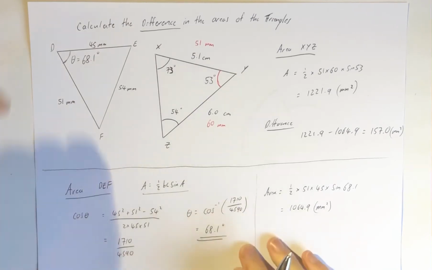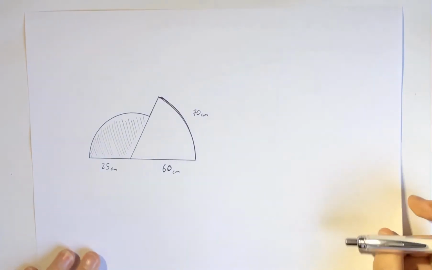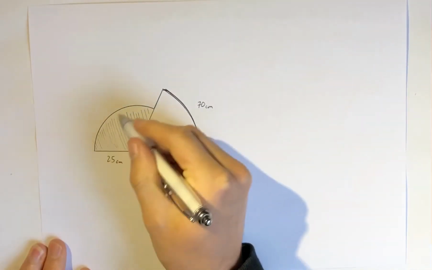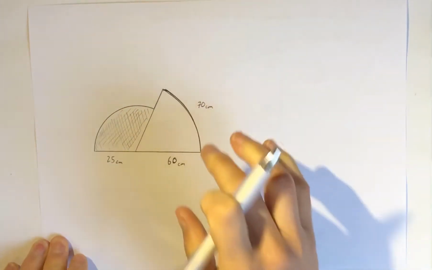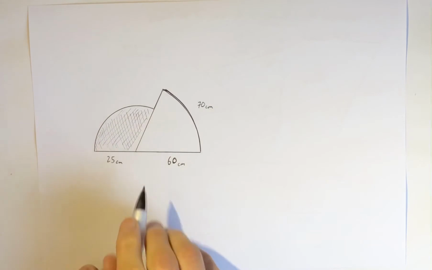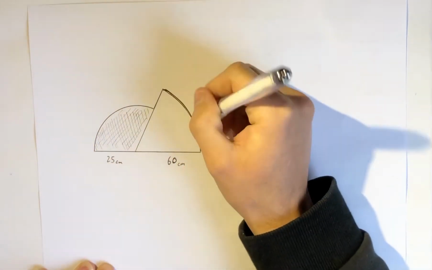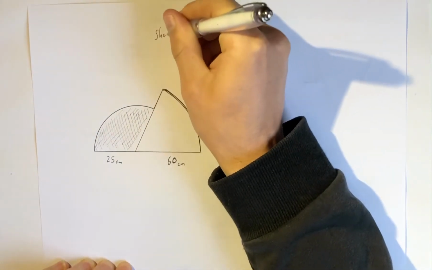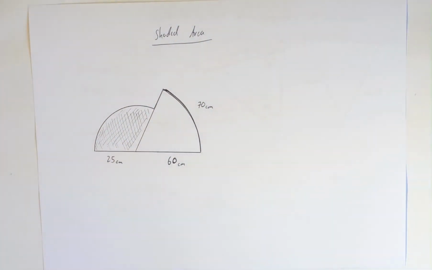Cool. I've got one more for you. It's based on circular measure, and it's this one here. I'll just align that so that it's in the camera nicely. So I want us to figure out the area in here, and all you have is that information. This length here is 60 centimeters, that's 25 centimeters, and that is 70 centimeters. So the shaded area, I want you to give that a go.